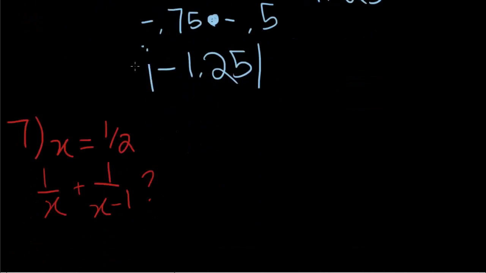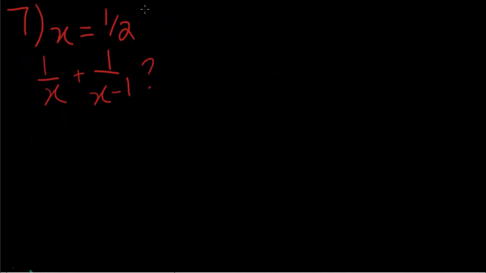Number 7 is, if x is equal to 1/2, what is the value of 1 over x plus 1 over x minus 1? So let's go over these separately. The first one is 1 over x, or 1 over 1/2, which is, if we multiply by the reciprocal, 1 over 1 times 2 over 1. So just equal to 2.